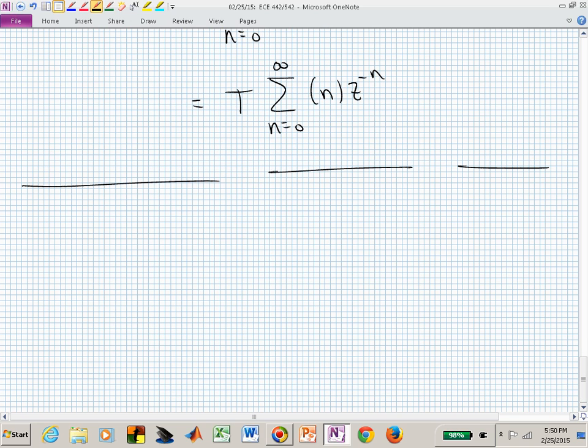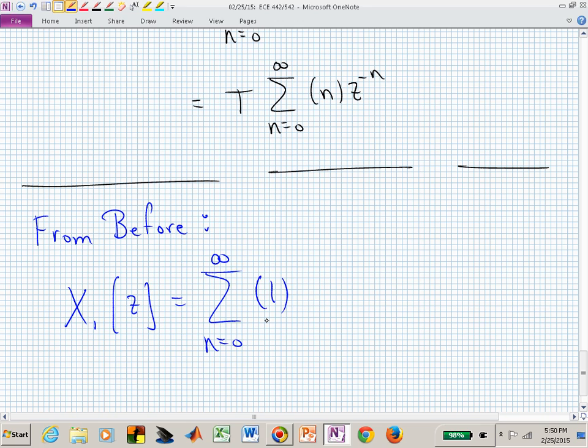So we can use what we've already learned. What we've already learned is how to find the unit step z transform, which we were calling, I think, little x sub 1 of n. So let's say that the z transform of that is capital X sub 1 of z. That's this sum from n equals 0 to infinity of 1, a unit step, times z to the minus n.